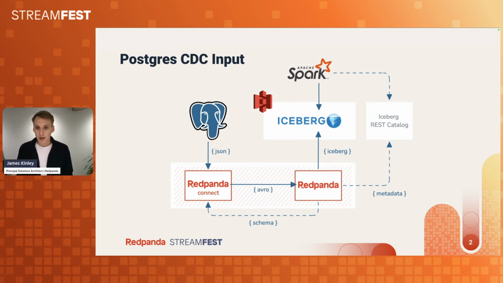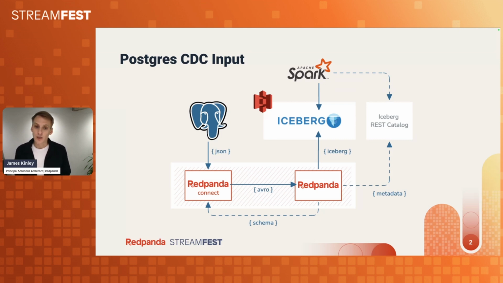So what I'm going to show today is essentially our new Postgres CDC input that you can run in Redpanda Connect. The example I'm going to give today is I have a database table set up in Postgres. We're going to use our new Postgres CDC connector to read the data from that Postgres database. So essentially, we're going to connect to the write-ahead log, and we're going to consume all of the transactions from that database into Redpanda Connect.